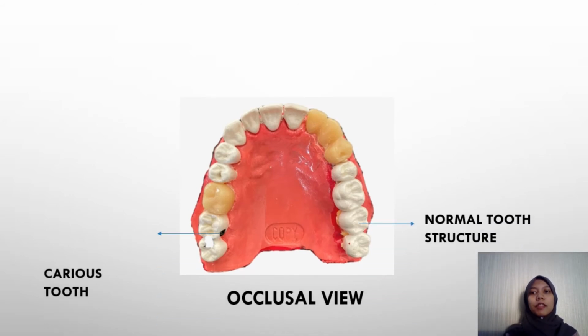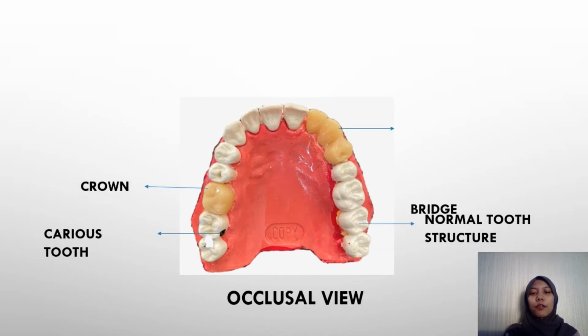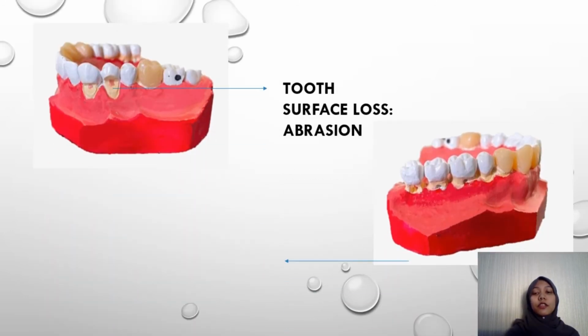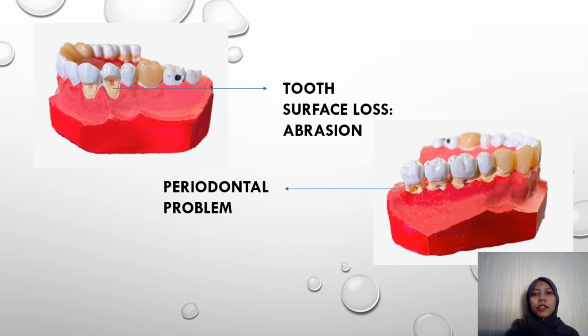The most important part of our Dentokit is the tooth model. From the occlusal view, we can see that our tooth model has normal tooth structure and a caries tooth, so that patients can differentiate between a normal tooth and a caries tooth. Also, from the occlusal view, we can see a crown and bridge. A crown is used when there is a lot of tooth surface loss from a tooth, while a bridge is used to replace a missing tooth. From the side view, we can see there is tooth surface loss, for example abrasion, due to aggressive toothbrushing.